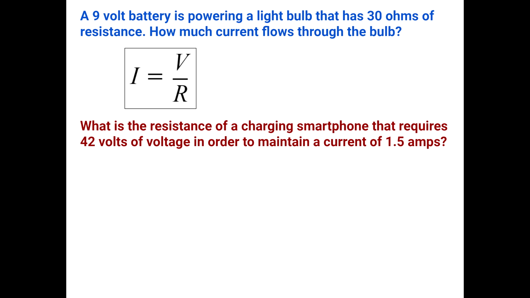So if you were following along and doing this yourself, the first thing you hopefully did is wrote down the equation. Next step, plug in your values. The voltage was 9 volts, and the resistance was 30 ohms.